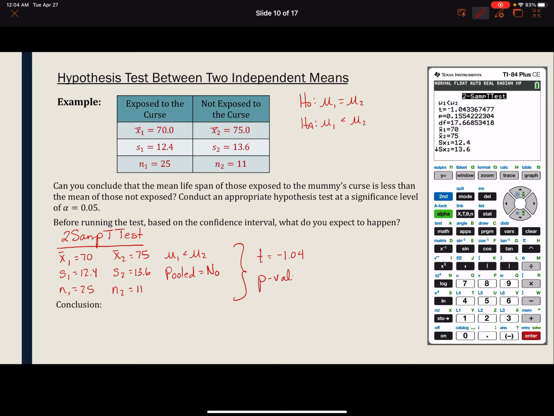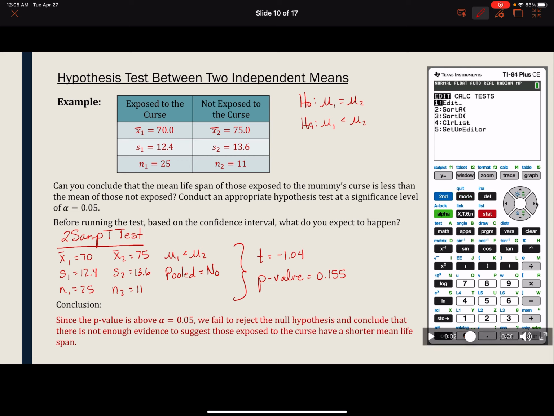So we have a p-value of 0.155, 15.5%. Remember that the test statistic, a t-score, can be positive or negative, but a p-value is a probability, so it's always going to be a positive value between 0 and 1. So we got a pretty high p-value here, and by high, I'm talking about 15%. So our conclusion is that since the p-value is above the alpha level, we fail to reject the null hypothesis and conclude that there is not enough evidence to suggest that those exposed to the curse have a shorter mean lifespan.